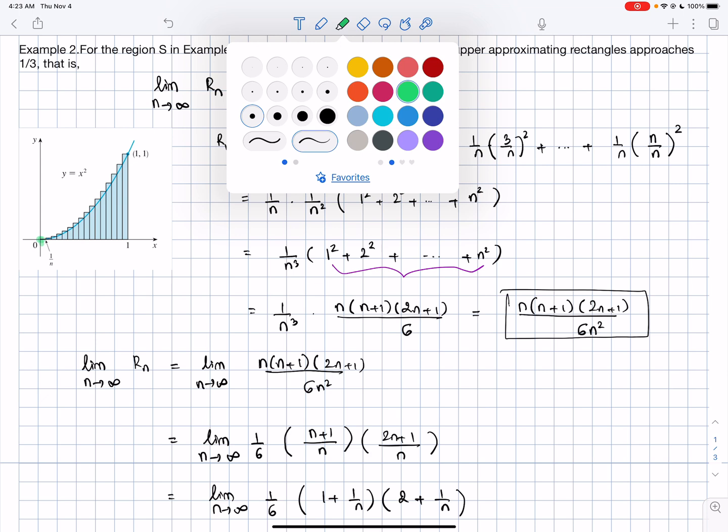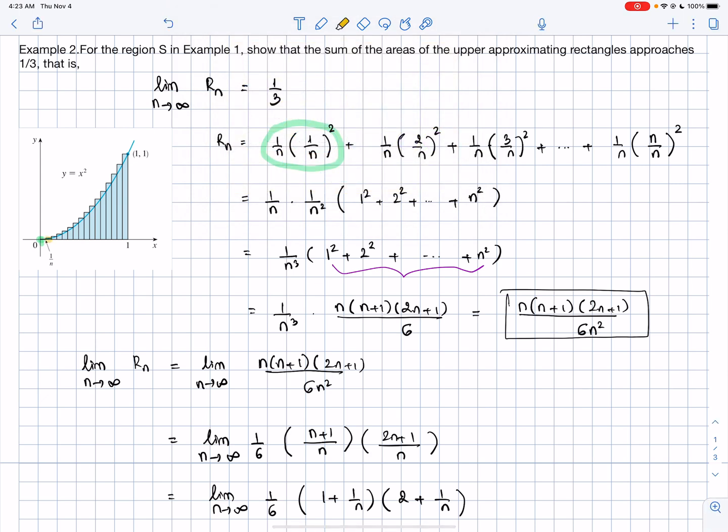Now let's look at the second box. The width is still 1/n and the second x value is 2/n. When you plug it into y to find the height, it will be (2/n) squared. So we continue to do that. For the last one, the width is 1/n and the height is (n/n) squared, which is 1 squared, which is the last rectangle.